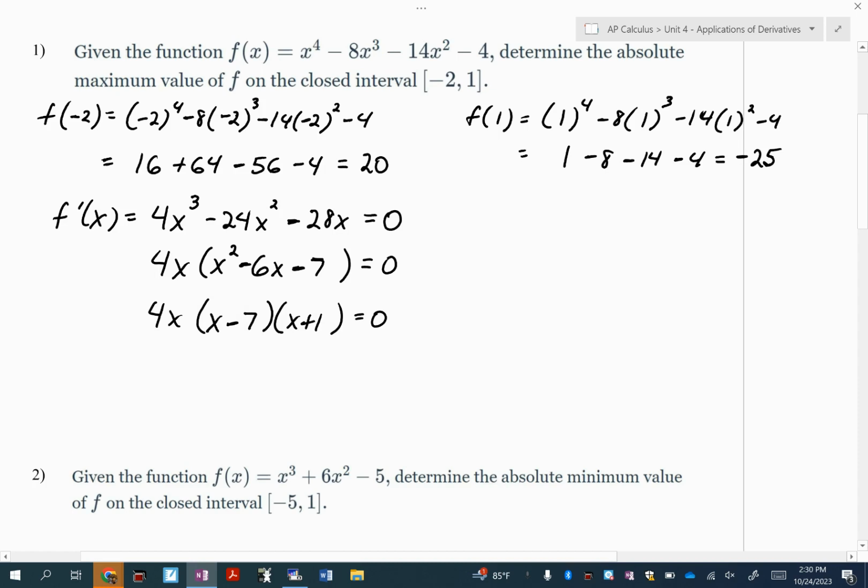All right, so what are my critical points? 7. Okay, you're missing 1. And 0. How'd you get that one? From which of these factors? Very good. There is a variable here, so I do care about this, right? What would make this 0? Don't think so hard. 0, right? So 0, 7, and -1 will be my 3 critical points.